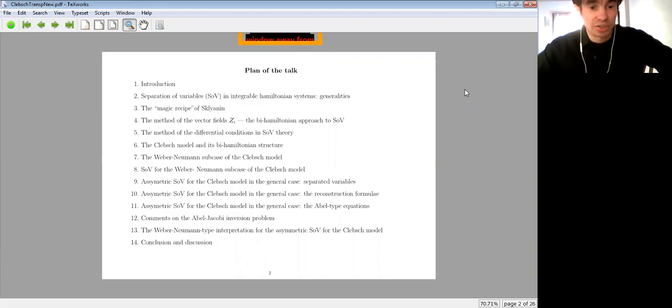Then I will comment on the solution of the Abel type equation, that is on the Abel-Jacobi inversion problem for the constructed quadratures, give a kind of geometric Weber-Neumann type interpretation for the obtained asymmetric solution, and briefly conclude.